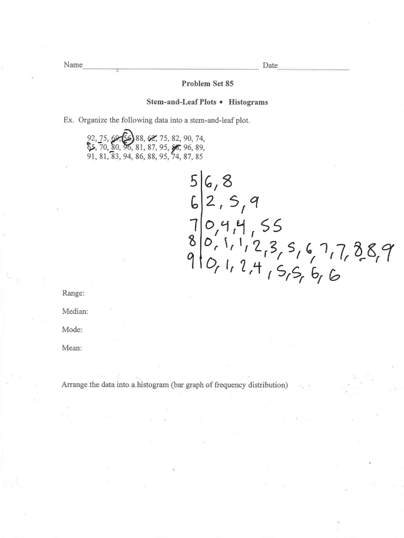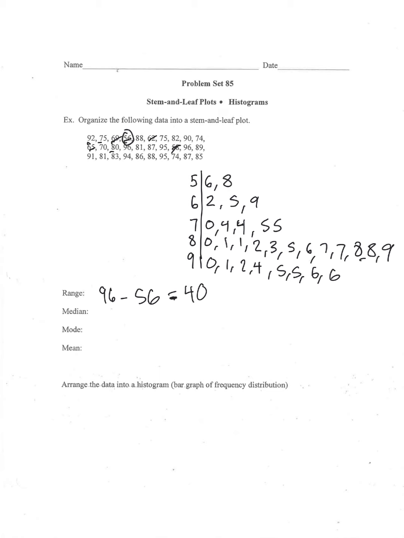Range is going to be our largest value minus our smallest value, which would be 96, at the top here, minus 56, which will give us 40. Our median takes just a little bit more work. If we count these values: 1, 2, 3, up through 30 values.